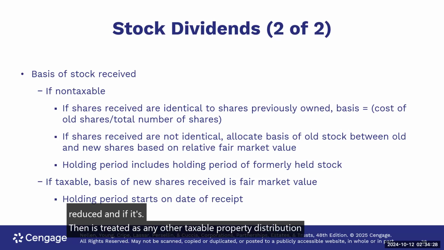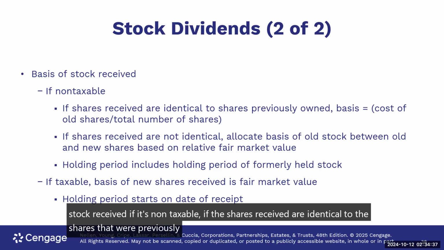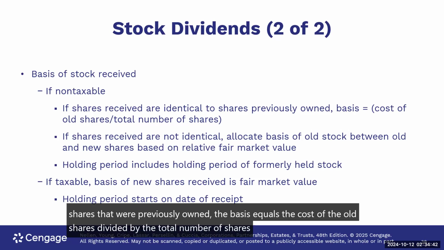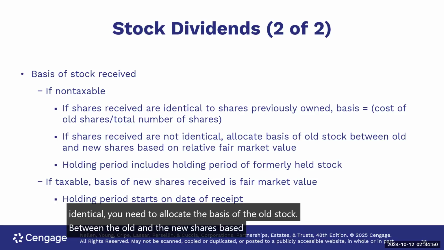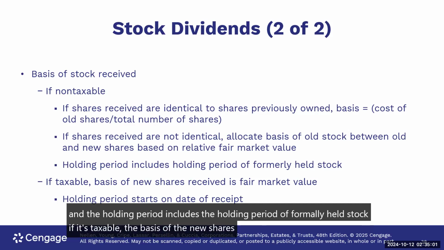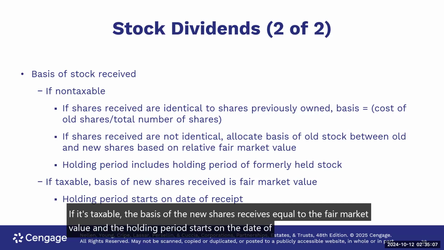The basis of stock received, if it's non-taxable, if the shares received are identical to the shares that were previously owned, the basis equals the cost of the old shares divided by the total number of shares. If the shares received are not identical, you need to allocate the basis of the old stock between the old and the new shares based on relative fair market value. And the holding period includes the holding period of formerly held stock. If it's taxable, the basis of the new shares received is equal to the fair market value, and the holding period starts on the date of receipt. So that's our stock dividends.